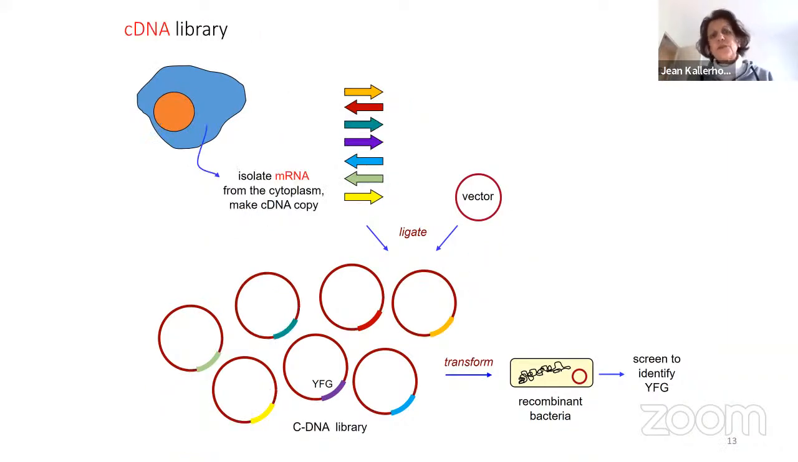So this is with eukaryotes. We start from the messenger RNA. It's always the same thing, right? Except that you need to be aware that the method is not the same whether you're working on prokaryotes or eukaryotes. Okay, so what do you get in the end?